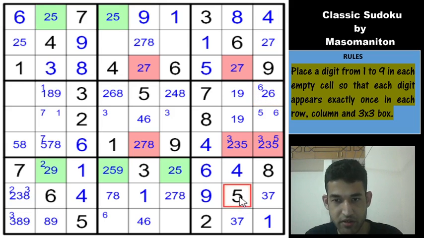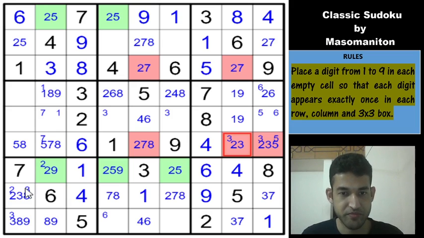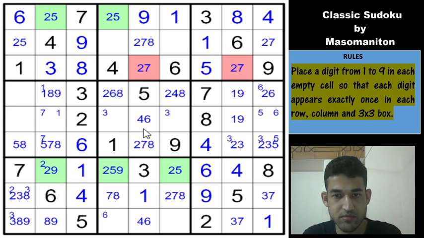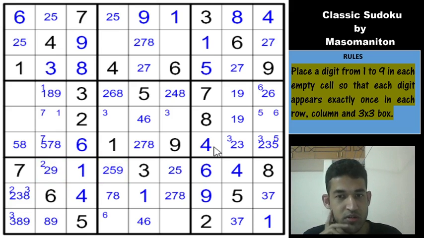Okay, 5 is here, which means this is also not a 5. So this is 2 and 3. Okay, I'm able to reduce a lot of possibilities, guys. I think the Sudoku should reach its solution soon. So let me remove the highlighted cells maybe, right? I don't need them. Okay, let us continue the Sudoku.